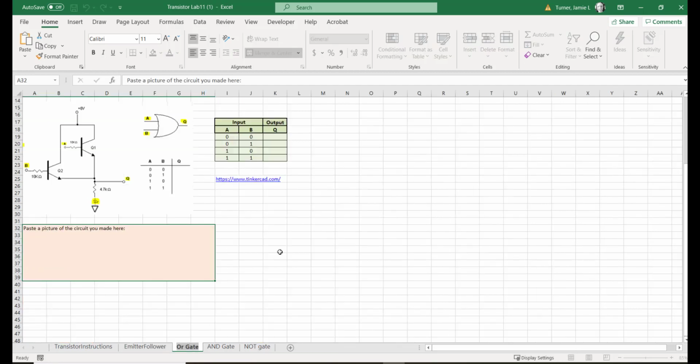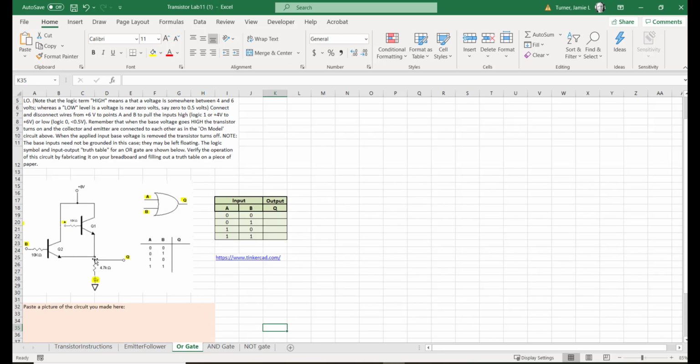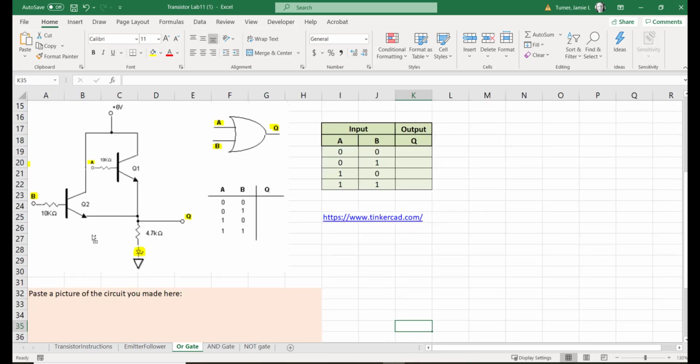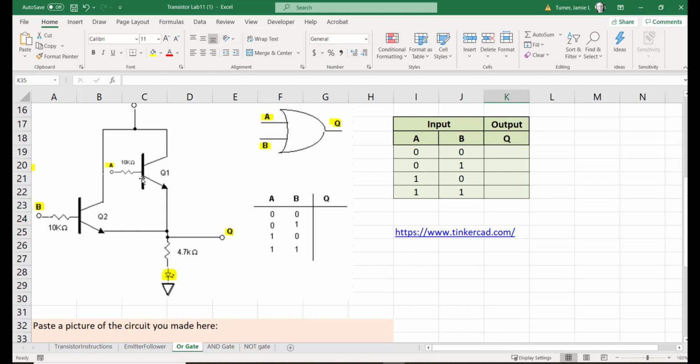So the next one, there's an OR gate, and that OR gate is going to have two transistors, two inputs, so A and B, and the combination of what's happening in these two transistors will then be something different coming out of this output transistor.